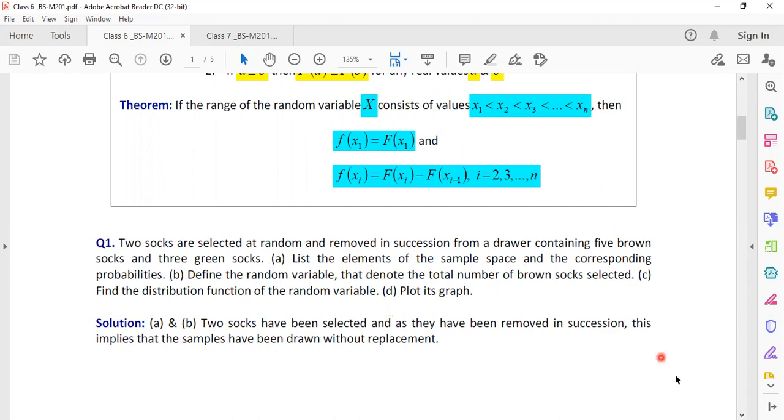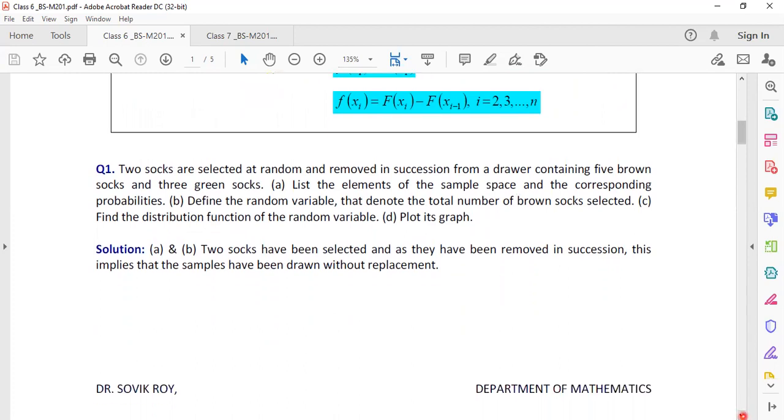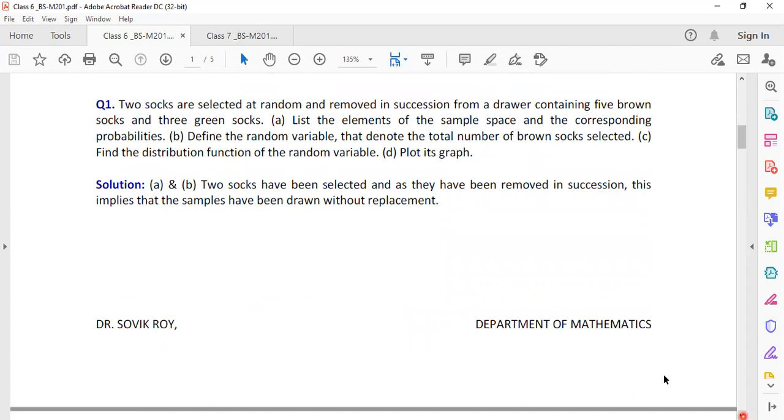Okay. So 8 socks are present in the basket. The total number of brown socks is 5. The total number of green socks is 3. Now we are interested in finding, and you are supposed to draw 2 socks, one after another.